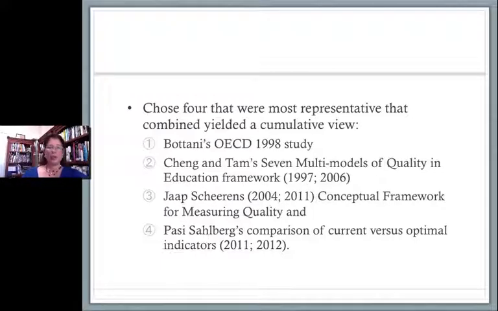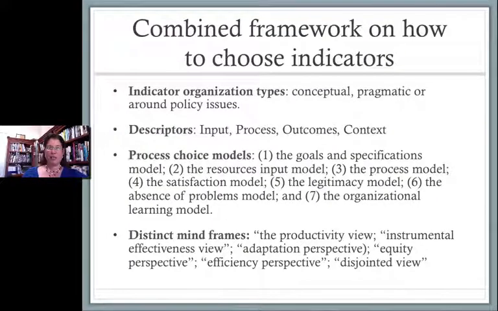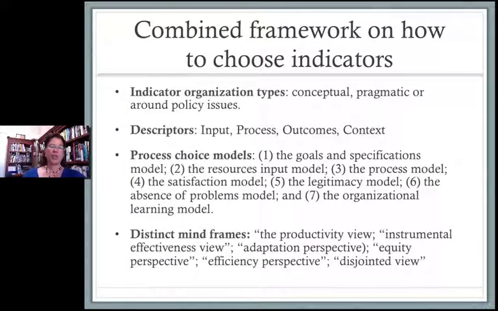And from those 4 models, we pulled out different types of concepts to build our own framework, which had to do with organizational types, indicator types, either conceptual indicators or pragmatic indicators or policy indicators, or descriptors, whether the indicator is related to inputs or processes or outcomes or contexts, as well as to processes themselves. So whether the model that we're using is focused on goals, or whether it's focused on understanding how our resources are best used, or understanding how to learn from our past mistakes.